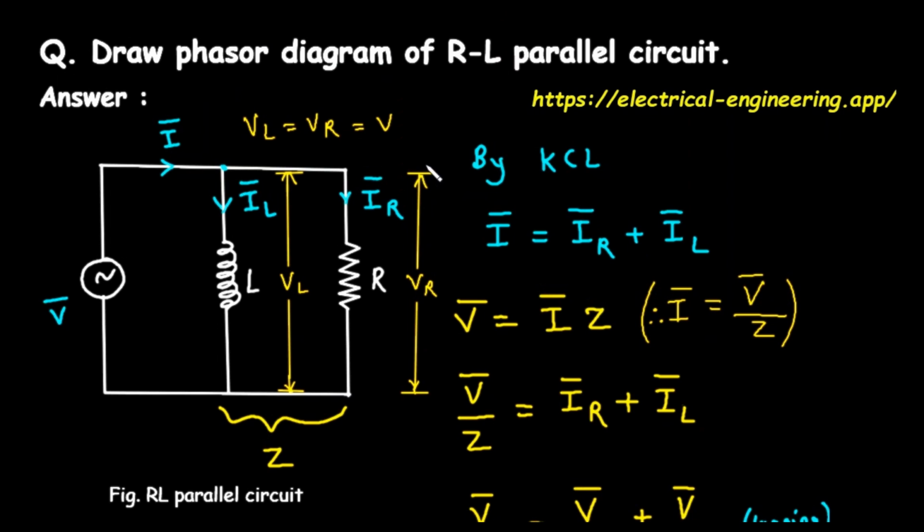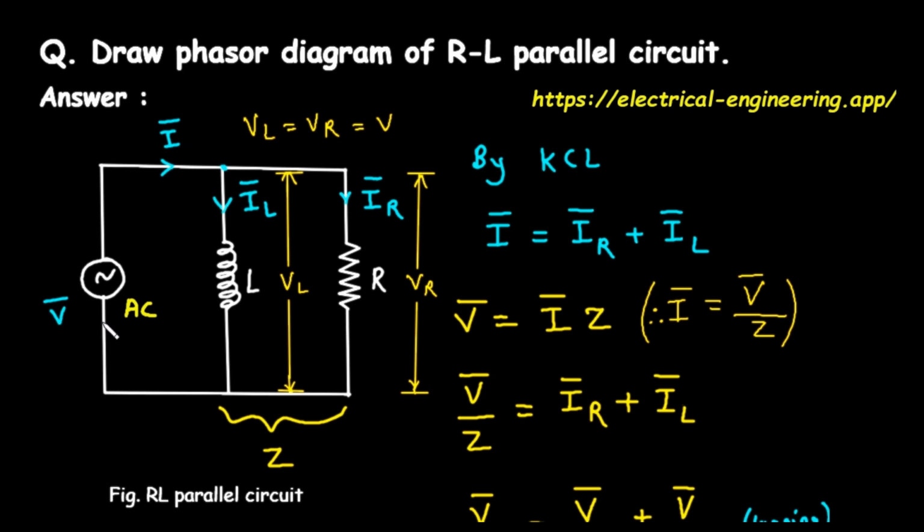Let's begin by looking at the image provided. On the top left, we see a diagram labeled Fig. RL parallel circuit. Let's break down what we're seeing. On the far left, there's a circle with a sine wave inside it. This is the symbol for an AC, or alternating current, voltage source. This source provides the electrical pressure that drives the circuit. The voltage it provides is represented by the phasor V bar. The bar on top of the V tells us we are dealing with a phasor, which is a quantity that has both a magnitude and a direction, or phase angle.